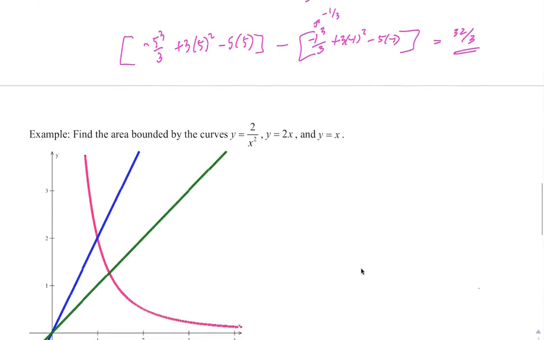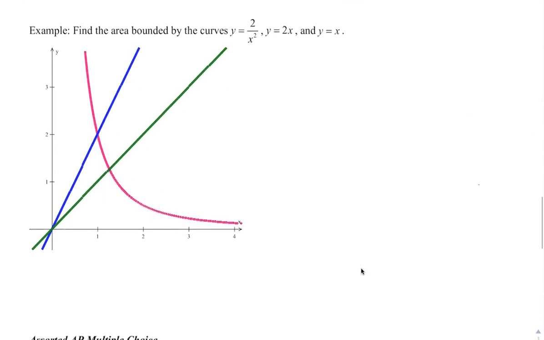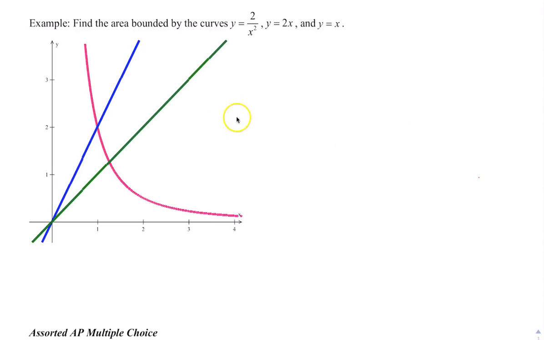So what's the next one? I'll look at this one. We have 3 lines here. Finally, they're bounded by the curves y equals 2 over x squared, which is this pinkish one right here, y equals 2x, which is one of these, and y equals x. 2x has a sharper slope, so it'll be the blue one. So this will be y equals 2x, this will be y equals x, and this is 2 over x squared. So we're looking for this area right here.